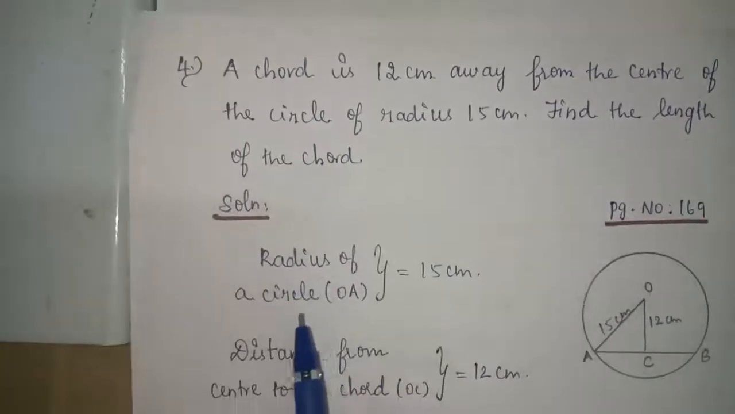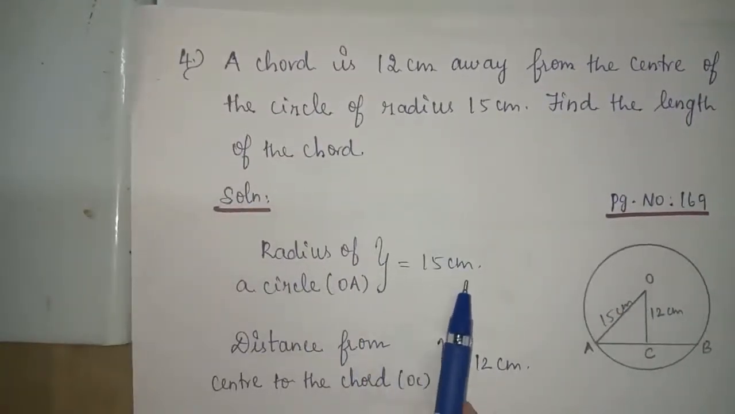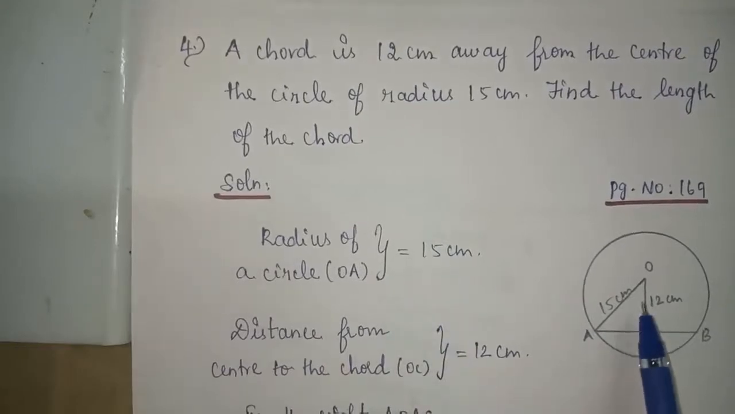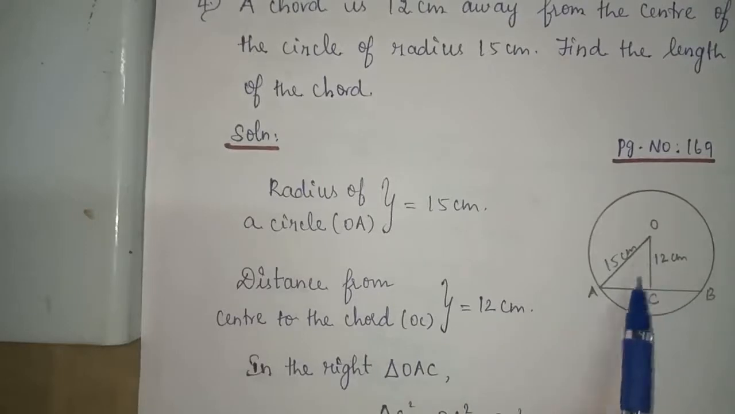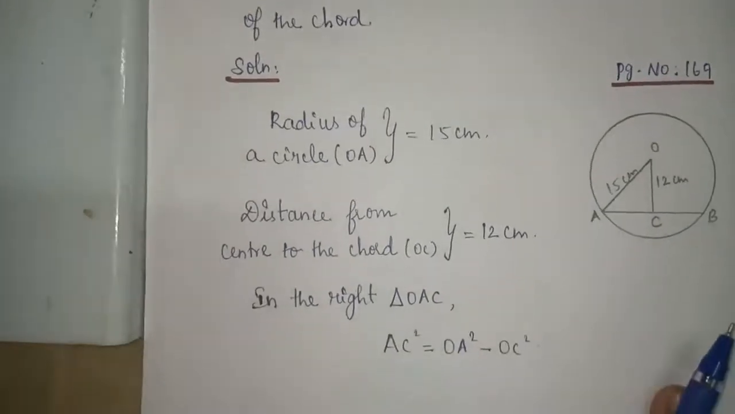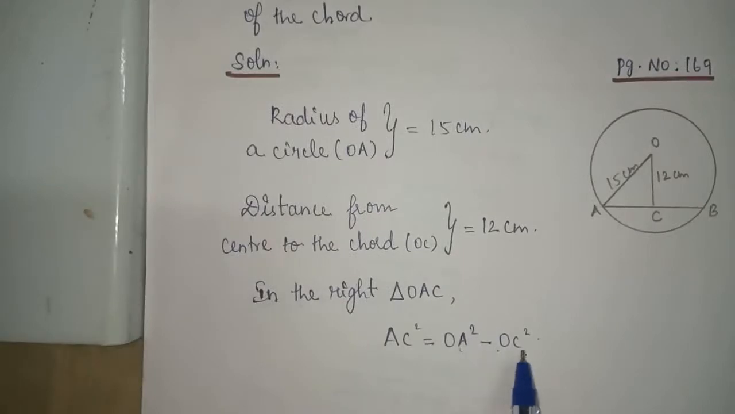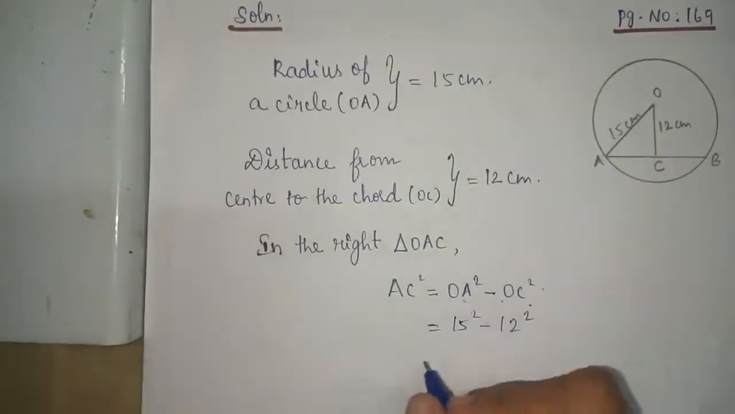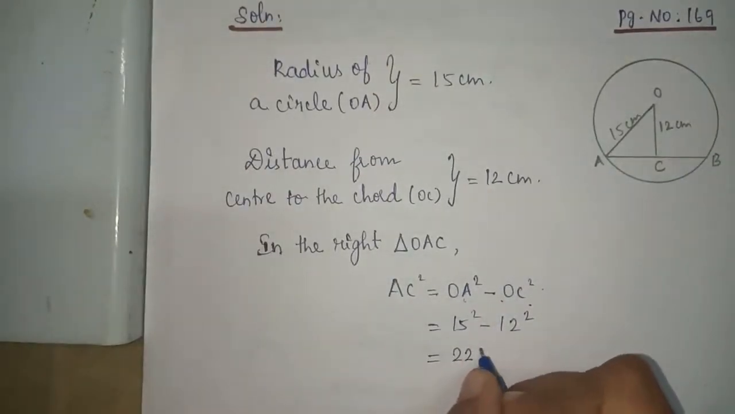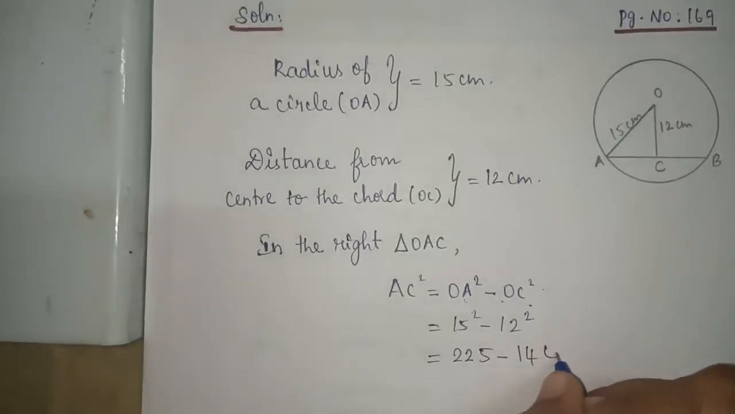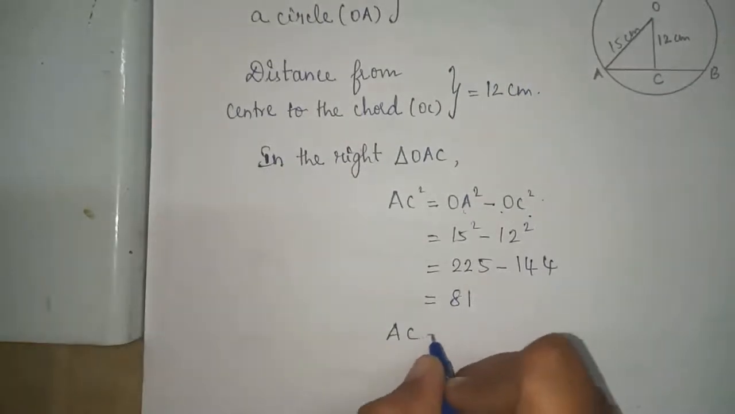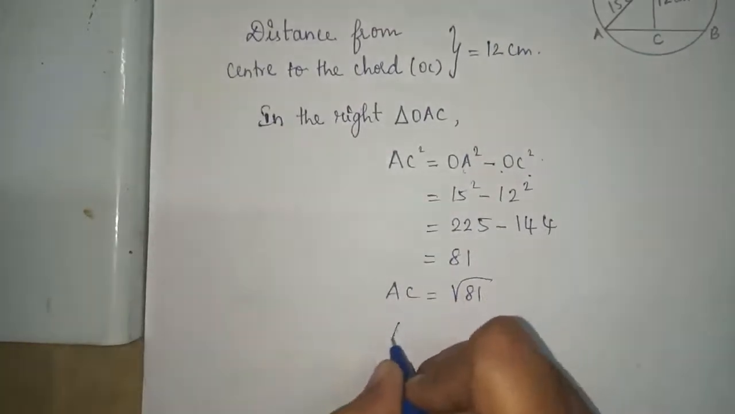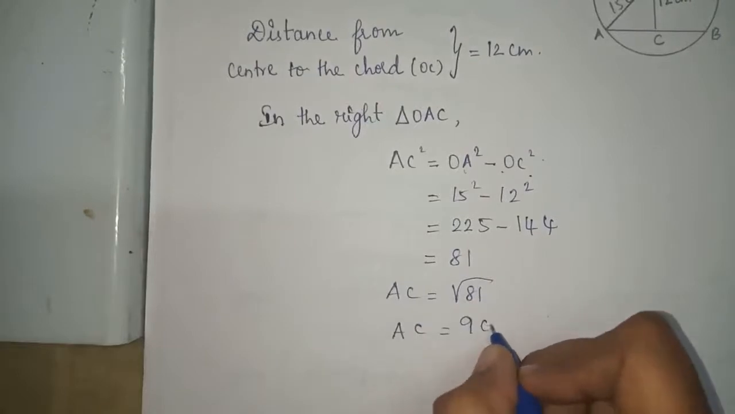169. Solution. So the radius of a circle OA is equal to 15 cm. The radius of the circle is 15 cm and the distance from the center to the chord is 12 cm. So in triangle OAC, AC square is equal to OA square minus OC square, which is equal to 15 square minus 12 square, which is equal to 225 minus 144, which is equal to 81. So AC is equal to root of 81. AC is equal to 9 centimeter.